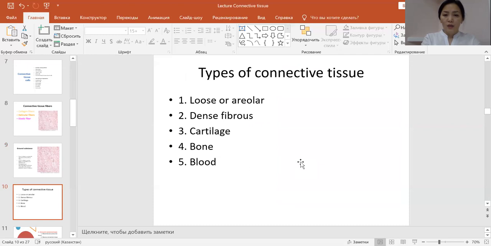In the human body, we can find these main five types of connective tissue. First one, loose or areolar connective tissue. Second one, dense fibrous connective tissue. Next, cartilage, bone, and blood.